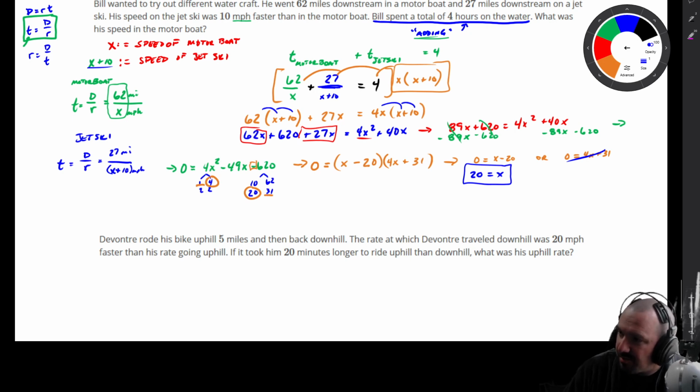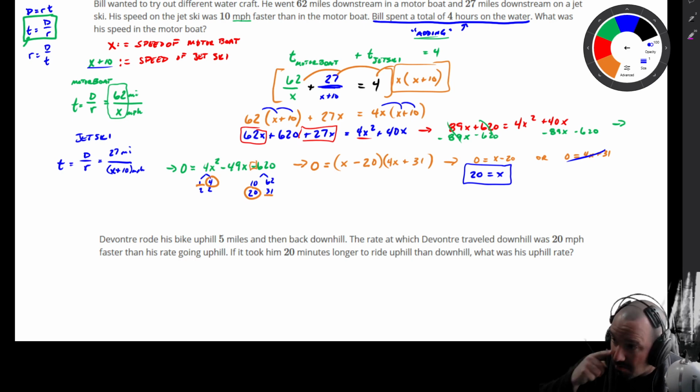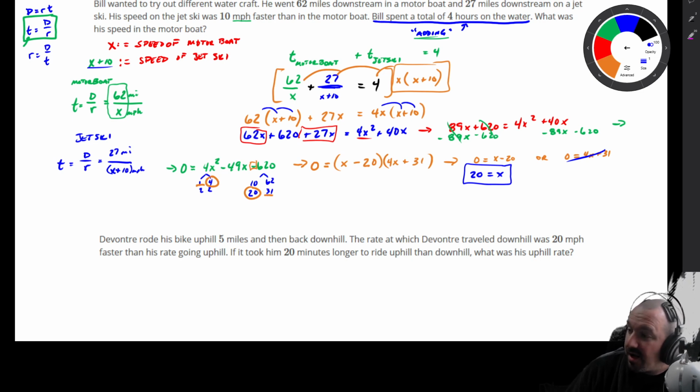You can go ahead and plug the 20 back into this equation if you want to test it. What you're doing, though, is testing your algebra, not the problem. That's why you go back and say, is it physically possible? Because you're also testing the solution against the original problem itself, not just the algebra. I'm not going to substitute that in to see if it's true, but if you want, by all means, go right ahead. I'm going to do what most people do and just assume that I'm right. So my answer is x equals 20, and x was the speed of the motorboat, and I was asked what was his speed in the motorboat. I've answered the question. That is it.